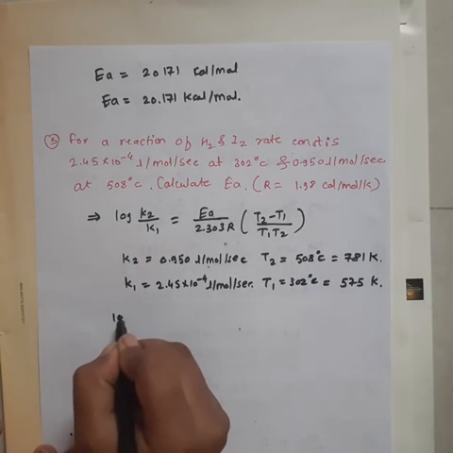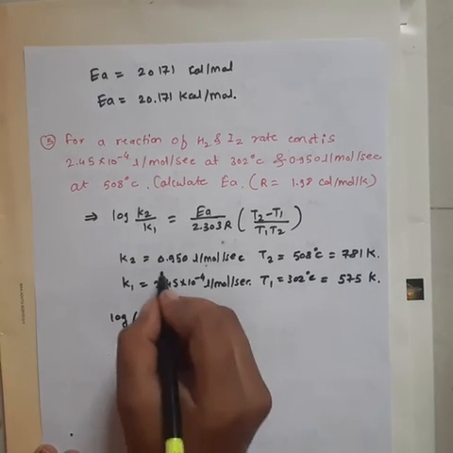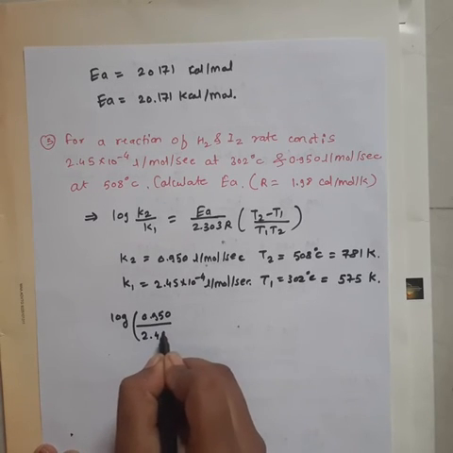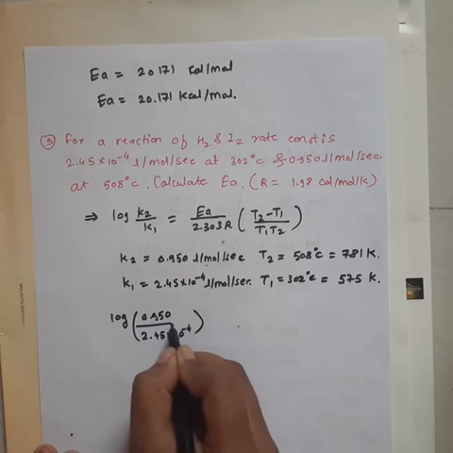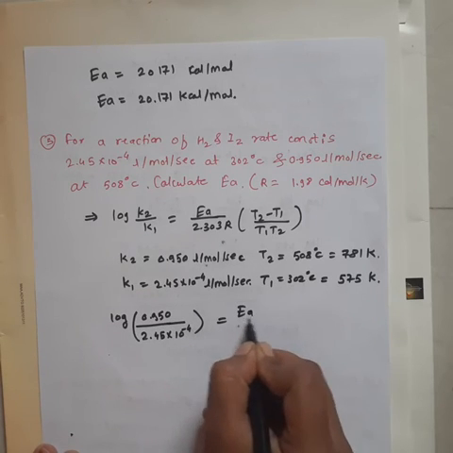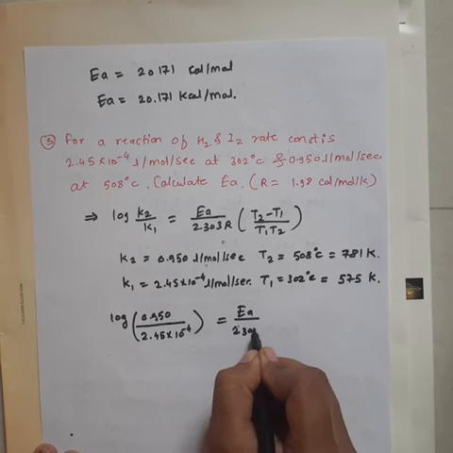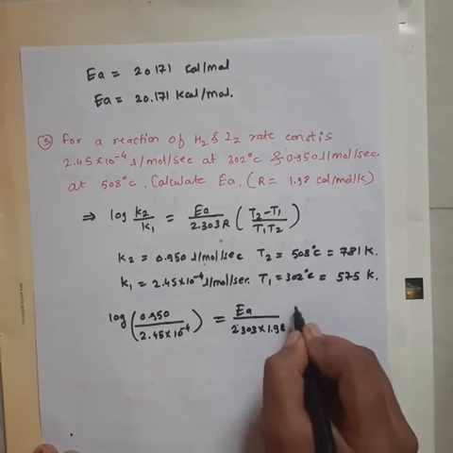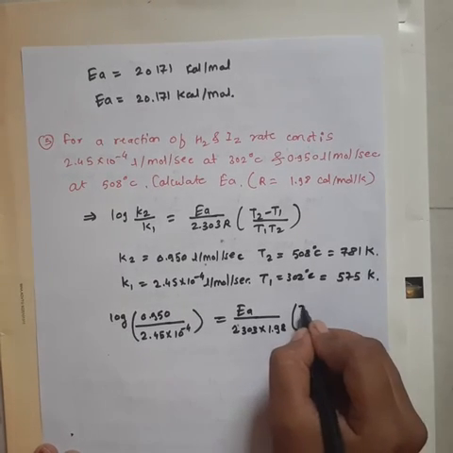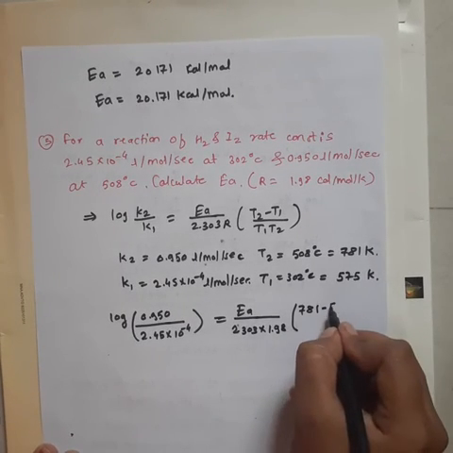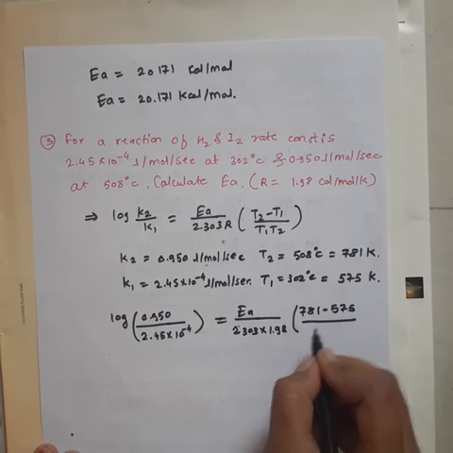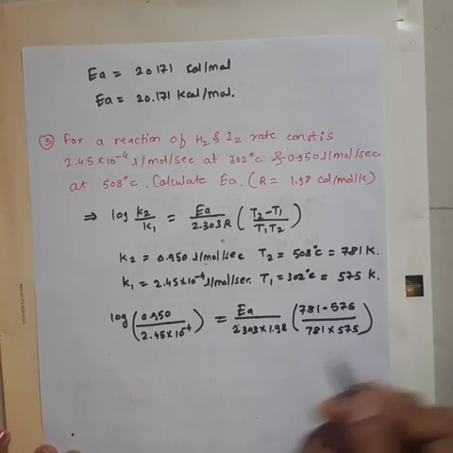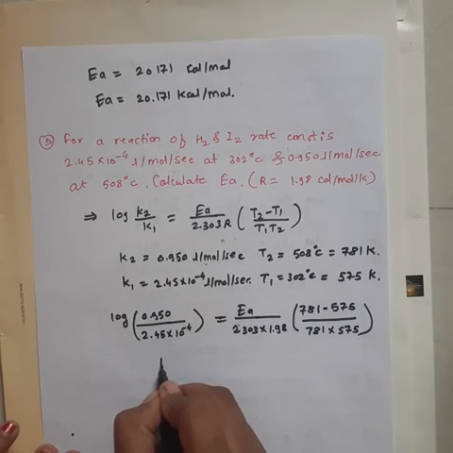So if we put the values, log of K2, which is 0.950, divided by K1, which is 2.45 into 10 raised to minus 4, is equal to Ea, which we have to evaluate, upon 2.303 into R. R is given as 1.98, into bracket T2, the higher temperature 781, minus T1, the lower temperature 575, divided by 781 into 575. So we can get the value of activation energy.